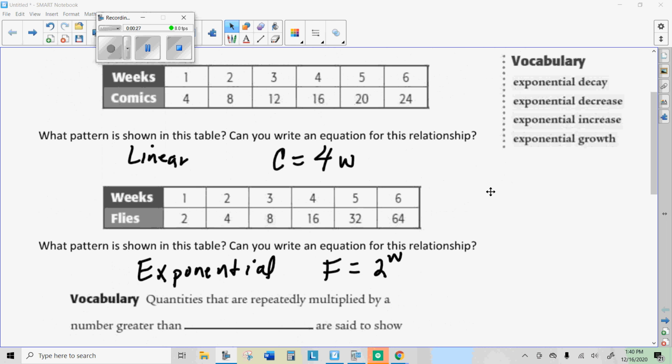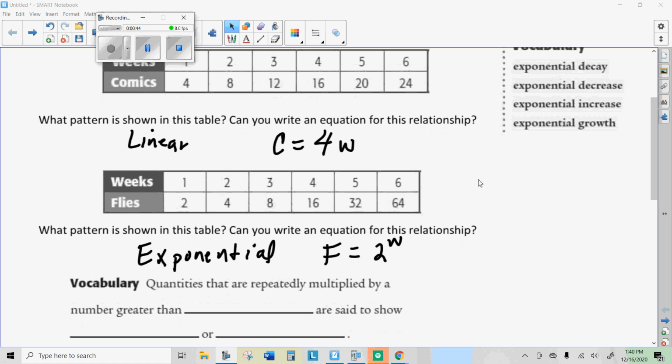All right, you might have used a little different words than I did, but you should be seeing a linear pattern in the first table. You're adding 4 every time. And the equation for that, this is actually a direct variation, is you take the number of weeks and multiply it by 4. That's the number that you're adding every time, the slope.